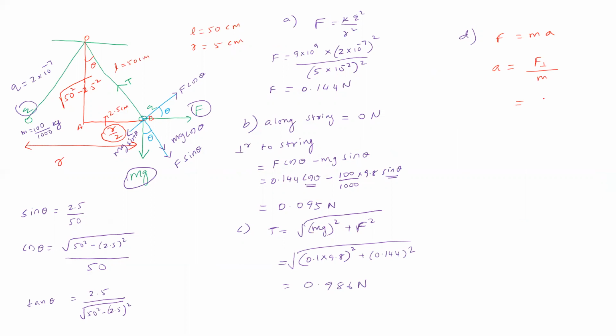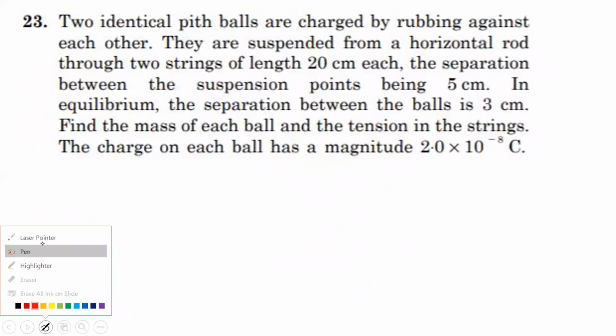Perpendicular force to the string is how much? We know that it is 0.095, given. Mass is 0.1 kilogram. By simplifying this, we get 0.95 meter per second square perpendicular to the string and going away from the other sphere. This is the answer for the second question. Now let us solve the third question.